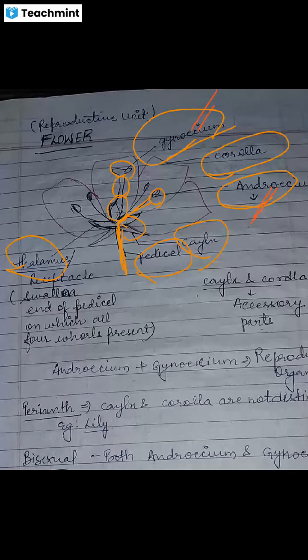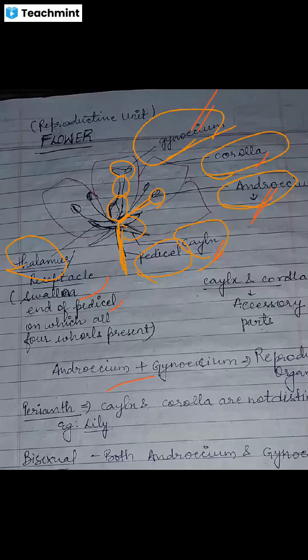The corolla and the calyx are accessory parts. The thalamus, the other word for which is receptacle, is the swollen end of the pedicel on which the four whorls are present. Androecium and gynoecium are the reproductive organs.